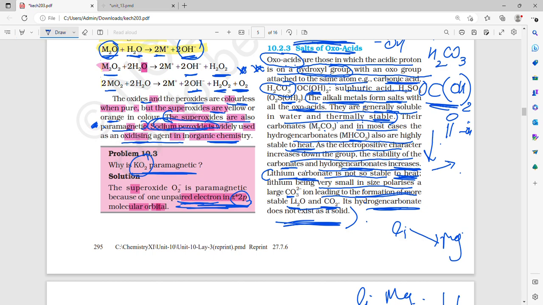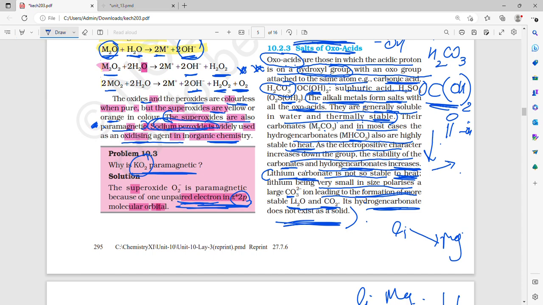So let's take carbonic acid, H2CO3. So C, then double bond O, plus you have the hydroxyl group OH twice. So we get H2CO3. Then similarly sulfuric acid, H2SO4. So you get S, double bond O twice, then OH twice. So H2SO4. Those are the oxoacids whose salts we consider.